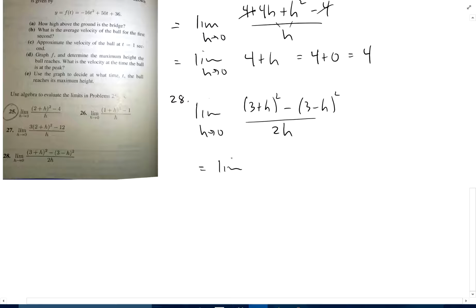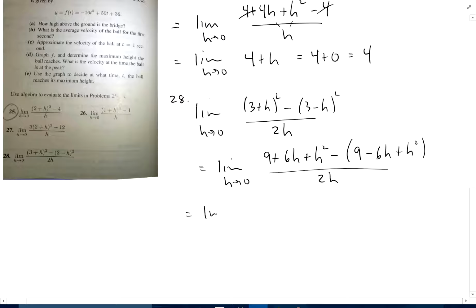And that's going to be the limit as h approaches 0 of 9 plus 6h plus h squared minus 9 minus 6h plus h squared all over 2h. So if we simplify that, we get 9 minus 9 is 0. 6h minus negative 6h is positive 12h. h squared minus h squared is 0, which is cool because the h's cancel, and so that would just be 6. Okay, the limit as h goes to 0 of 6 is 6.